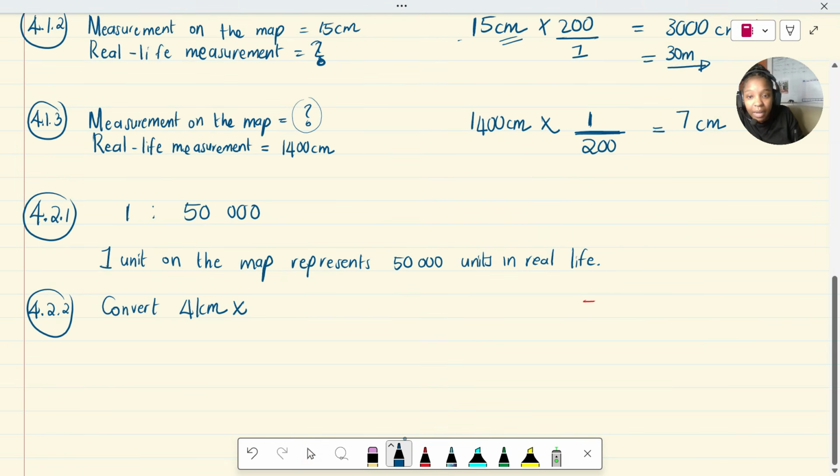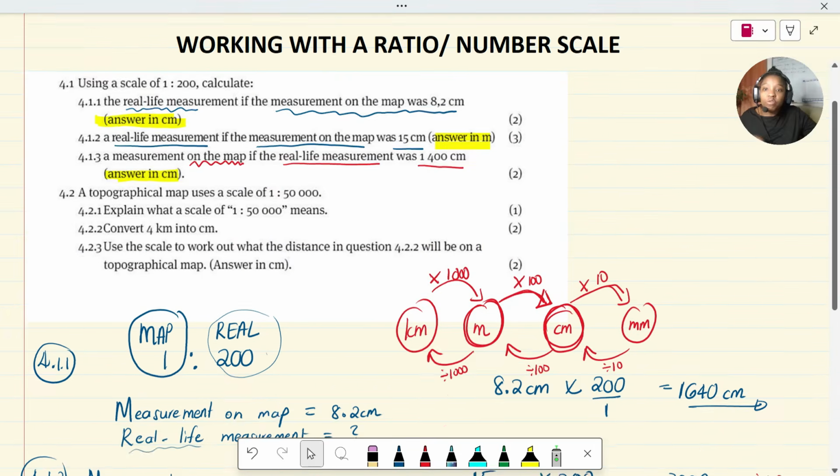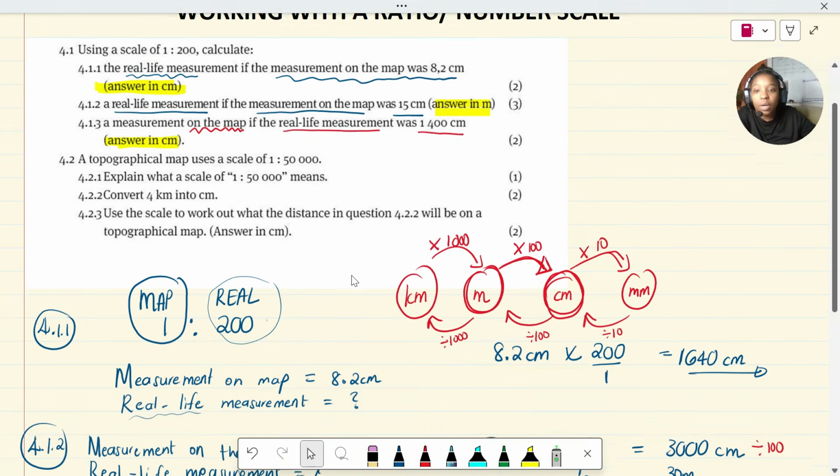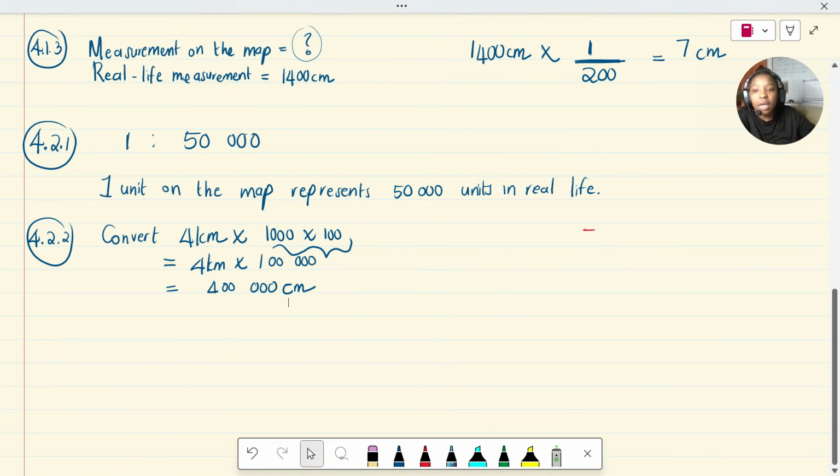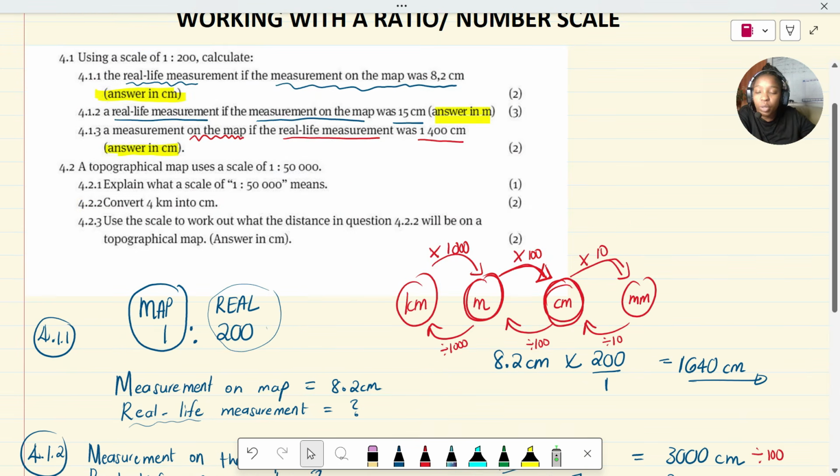So you're going to multiply by 1,000, multiply by 100. So that's the same as just saying 4 kilometers multiplied by how many zeros do we have? It's 100,000. So therefore, what is our answer there? It's just 400,000 centimeters. So we've basically now converted the 4 kilometers into centimeters. It's 400,000 centimeters. Let's have a look at question 4.2.3.